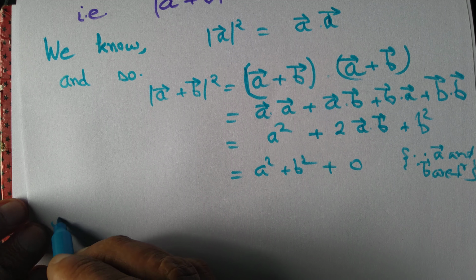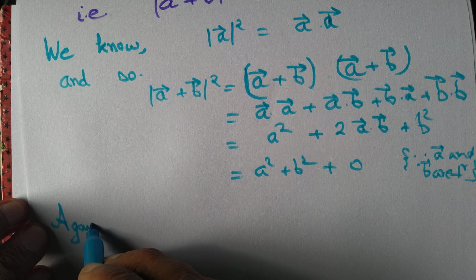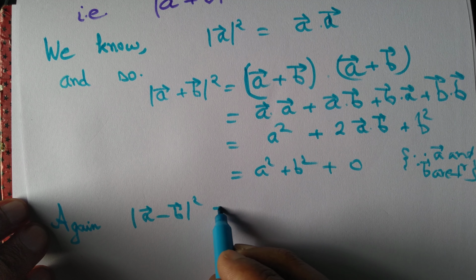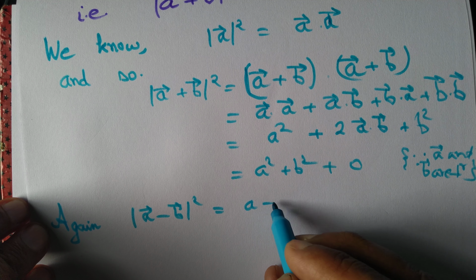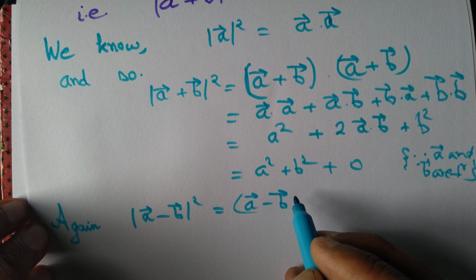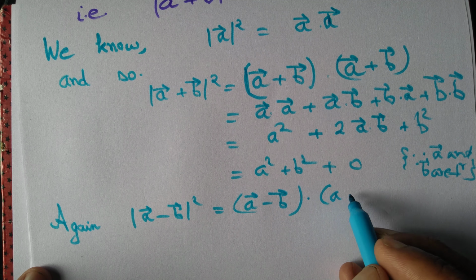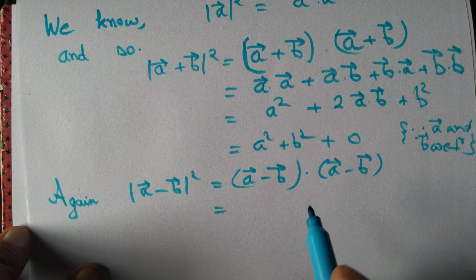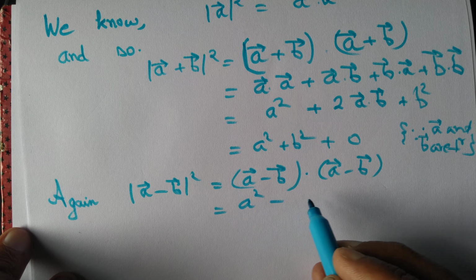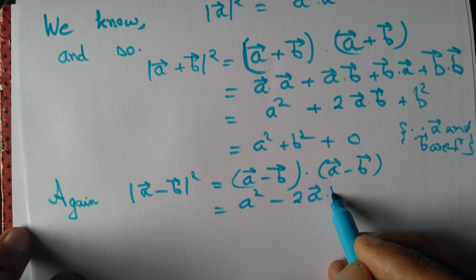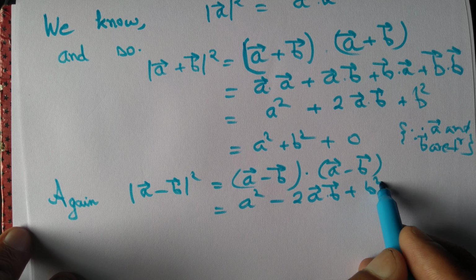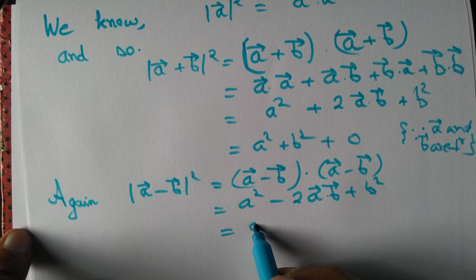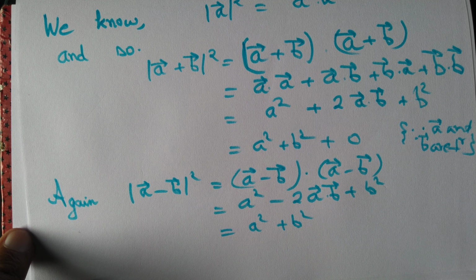Again, the magnitude of A minus B squared equals (A minus B) dot (A minus B). Again, the dot product is distributive, and we can write this as A squared minus 2 A dot B plus B squared. Again A is perpendicular to B, so this is simply equal to A squared plus B squared.